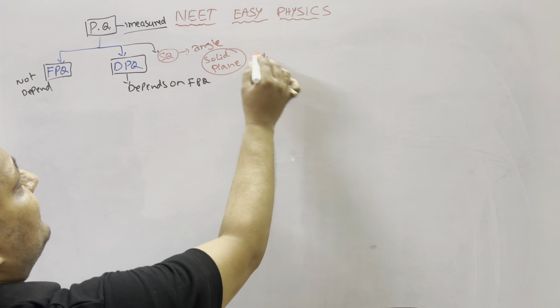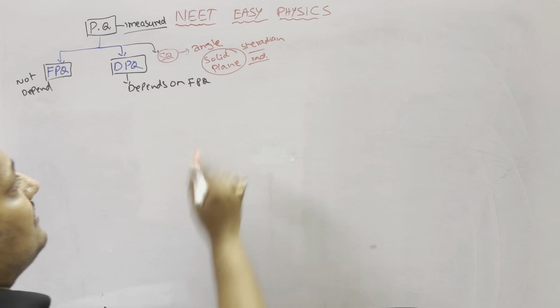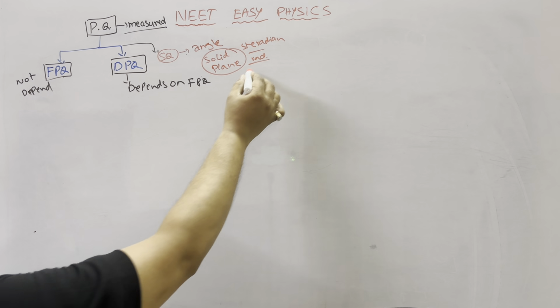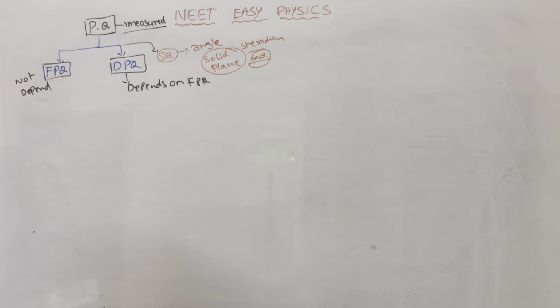One has the unit radian, another has the unit steradian. One year they asked about these: which are having units but no dimensional formula. About all those we are going to discuss.